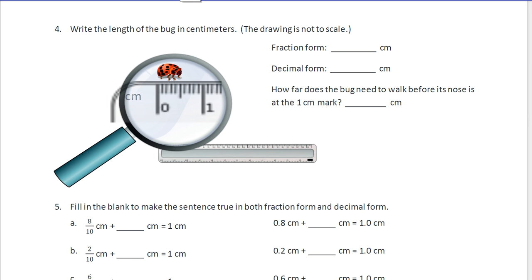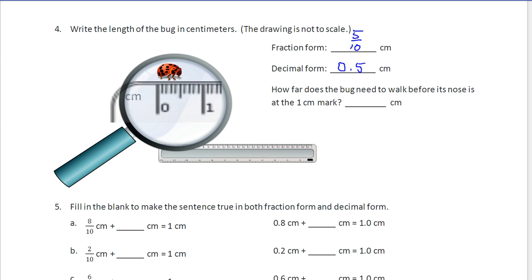Alrighty, welcome to the flip side. Number 4, write the length of the bug in centimeters. The drawing is not to scale. Alright, well, let's see. If that's 1 centimeter, then this is going to be 1, 2, 3, 4, 5/10 of a centimeter. So how do I write 5/10 in fraction form? Well, fraction form is 5/10. How about in decimal form? 0.5.